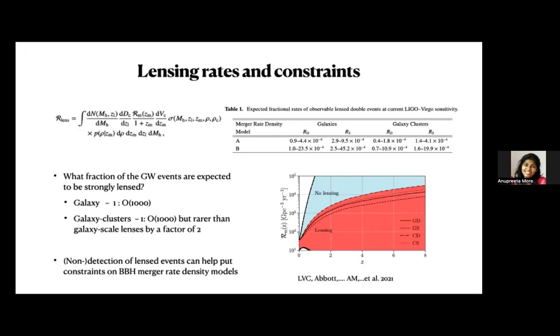But this number goes from almost 10^-5 to 10^-3. It's a really broad range. Most of the uncertainty is coming from the merger rate density models, or the BBH population, because that is the least well understood. The lens population is much better understood because we already have that from the EM lens surveys.